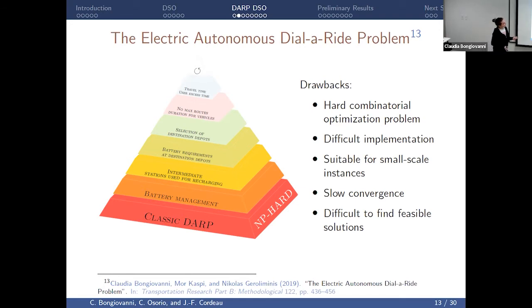Anyway, in autonomous ride-sharing, we have this very complex problem, and so there are a number of drawbacks here. Of course, it's a very hard combinatorial optimization problem. To be able to solve even very small instances, we need to implement very difficult solution methodologies, such as branch-and-cut or metaheuristics. And so when we solve this problem, we have very slow convergence as a result. And sometimes it's very difficult to even find just a feasible solution, let alone convergence.